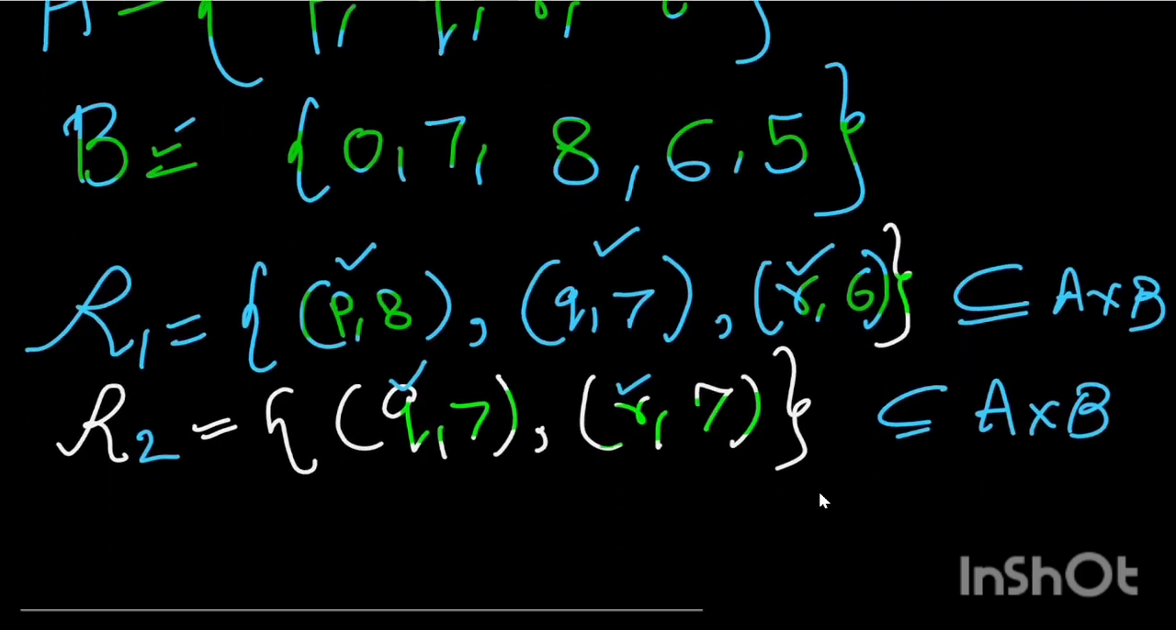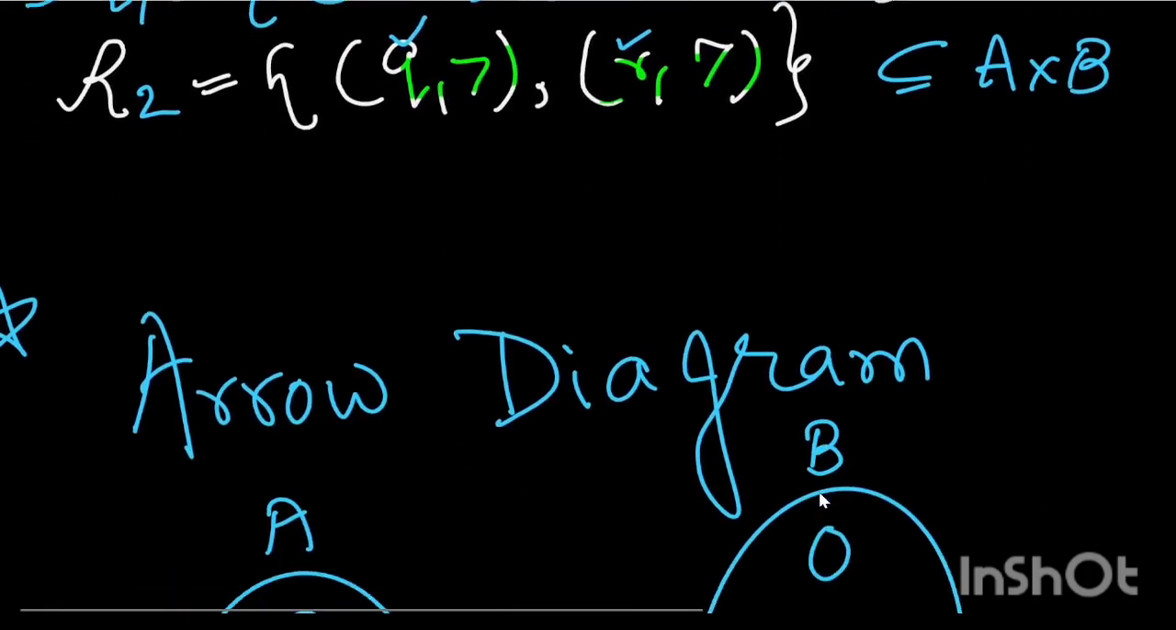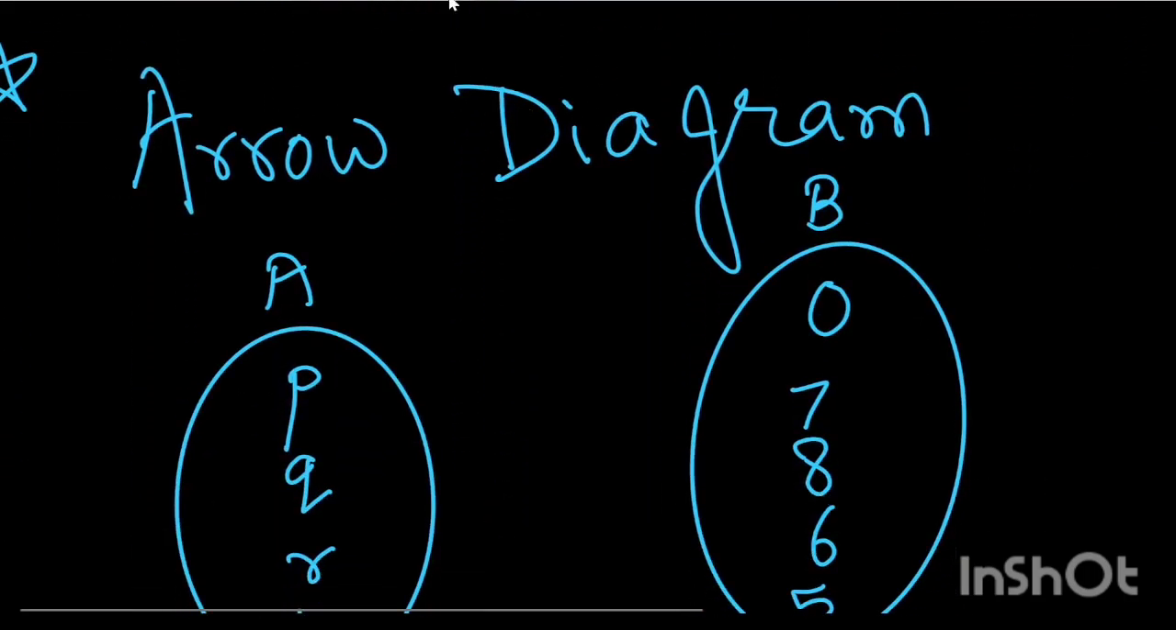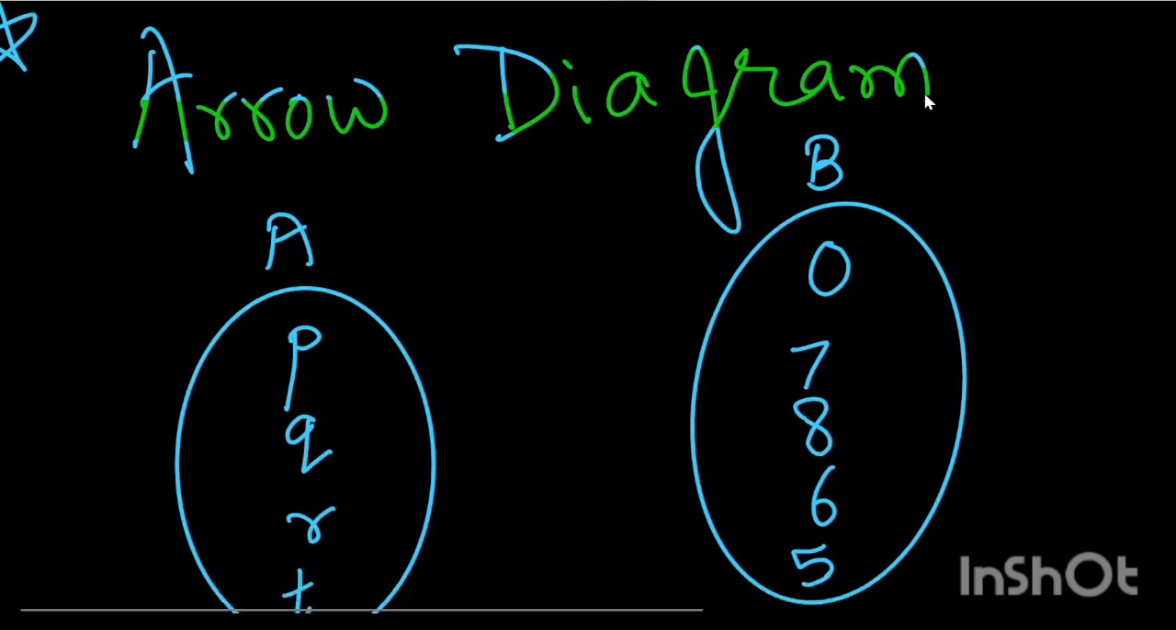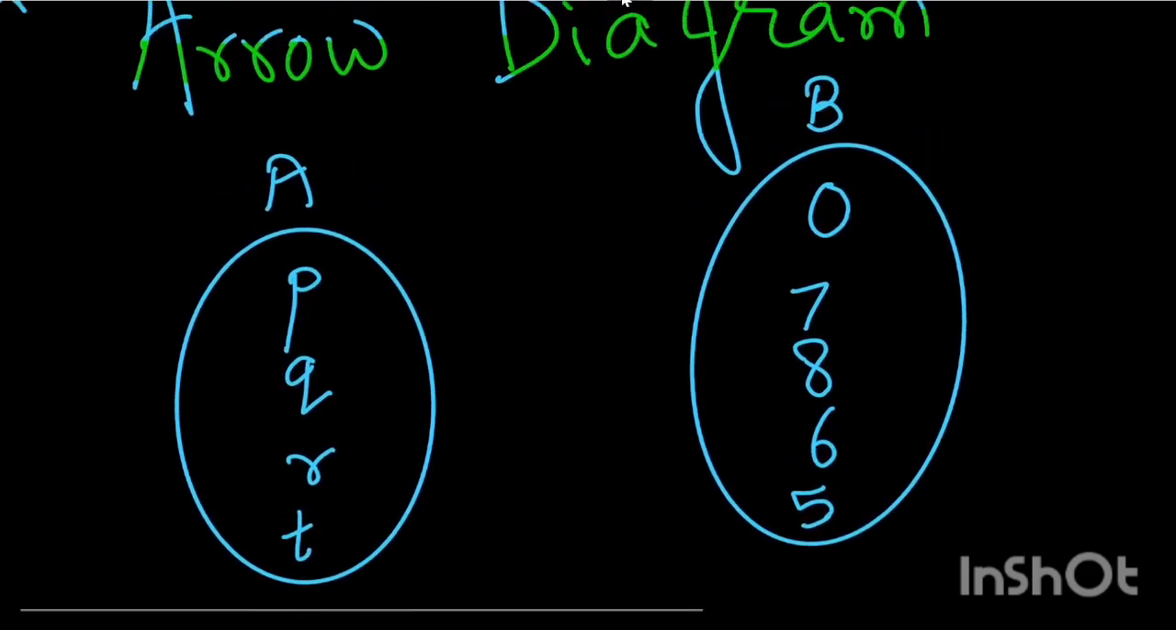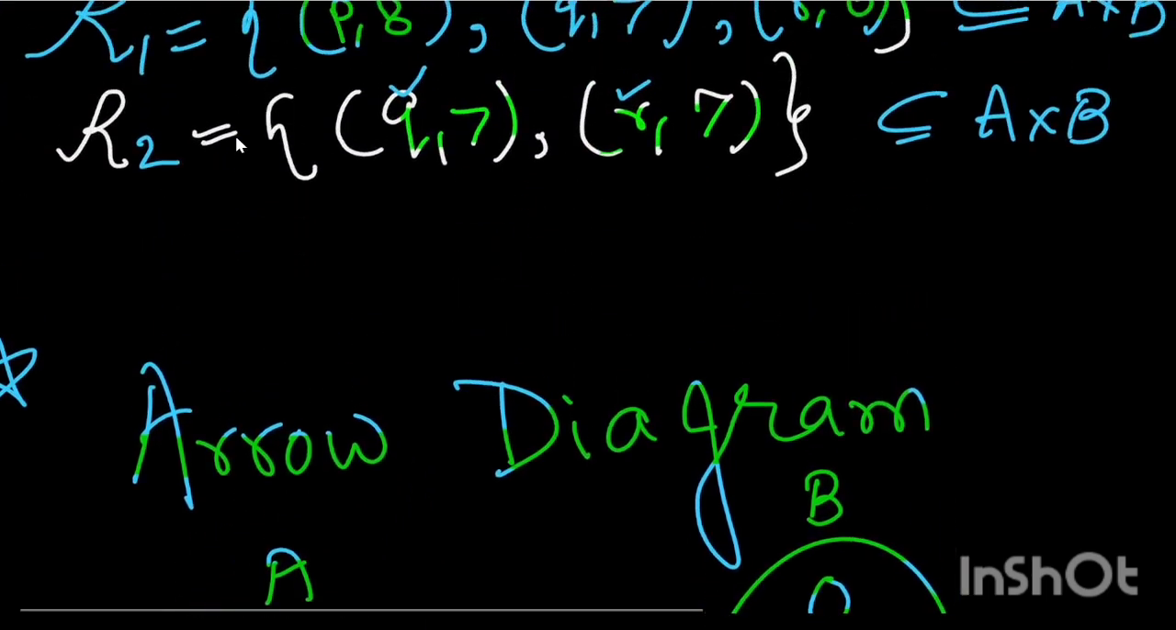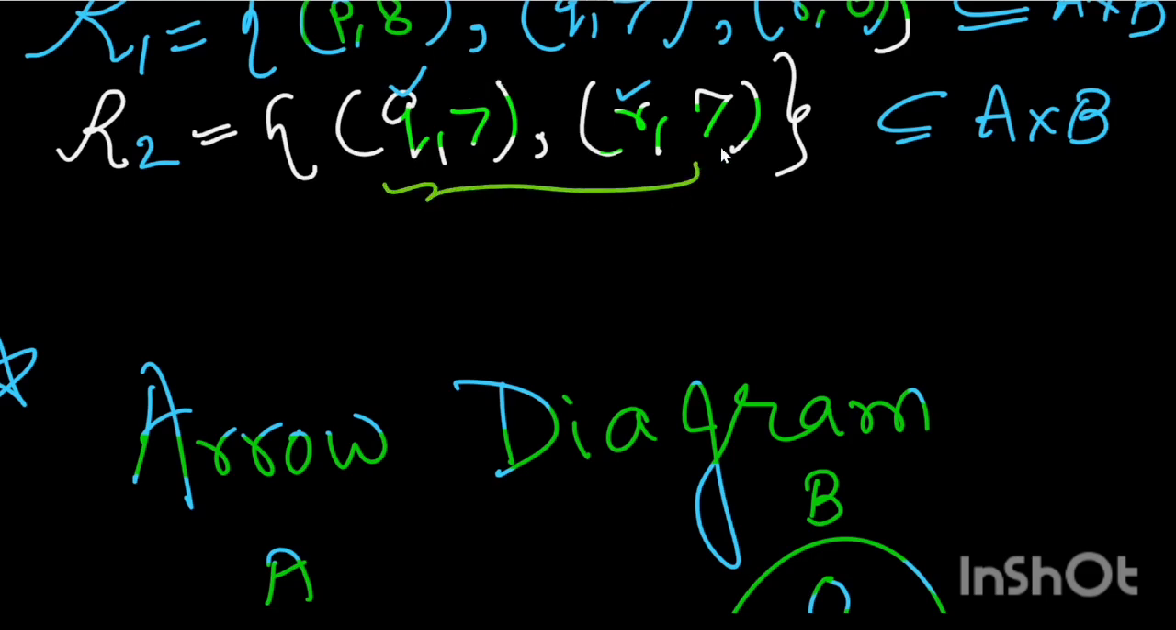Okay, the second is arrow diagram representation, guys. Instead of writing ordered pairs, we will write A and B in oval, elliptical circles, and inside that we will write the elements. This is the same example I have taken, PQRT and 0786. If I want to define R2 here, as you can see, it is Q7, R7.